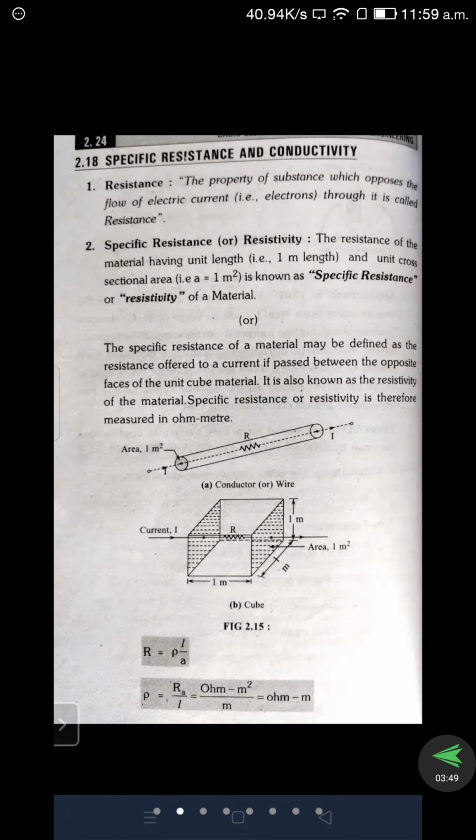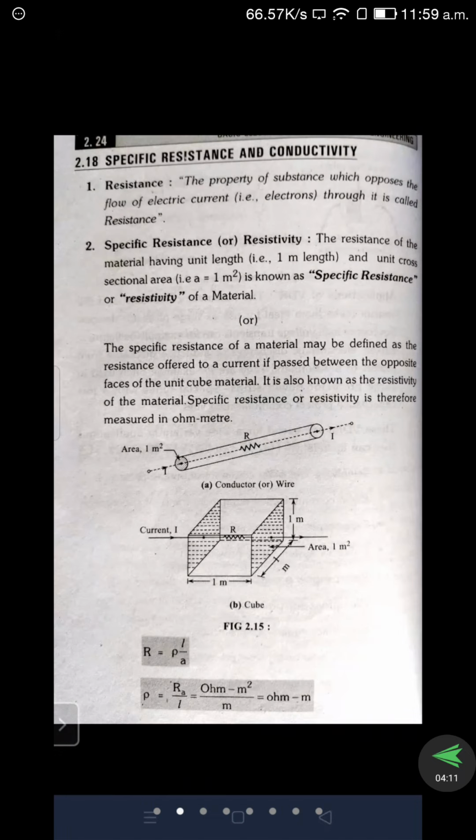So specific resistance is simply defined as 1 meter length, 1 meter cross section area, meaning the width, the length, the height will be the same. At that instant, how much resistance is offered by a material, that is called specific resistance or resistivity.